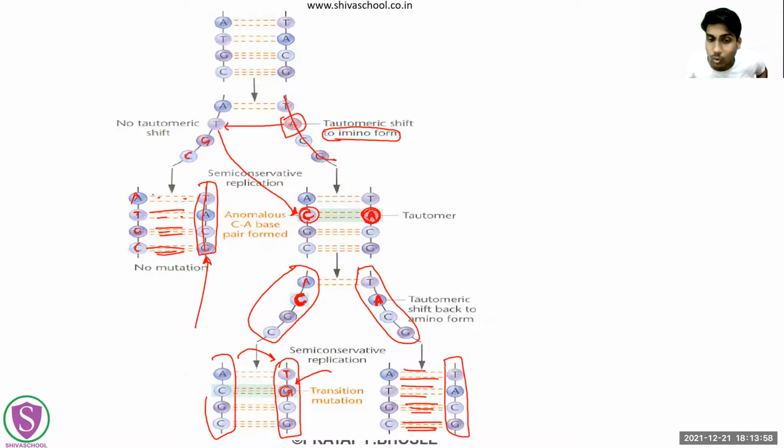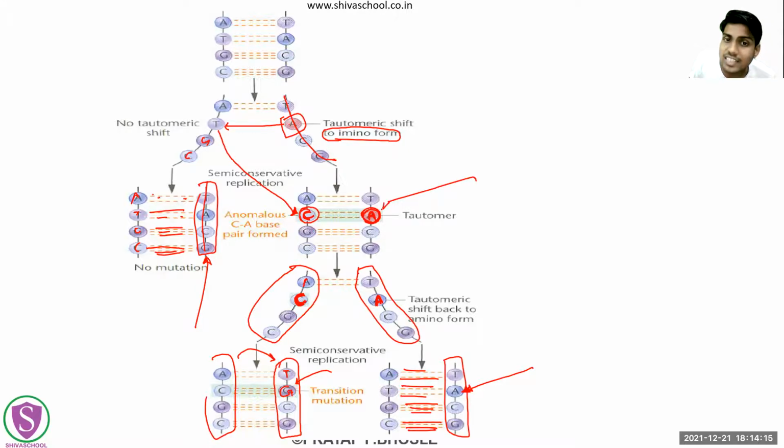What were we expecting, or what should be there? Adenine should always be present. Okay. Adenine should have been here in this strand. But this is not the case. This is not adenine. Why? Because this adenine got converted into the tautomeric form.